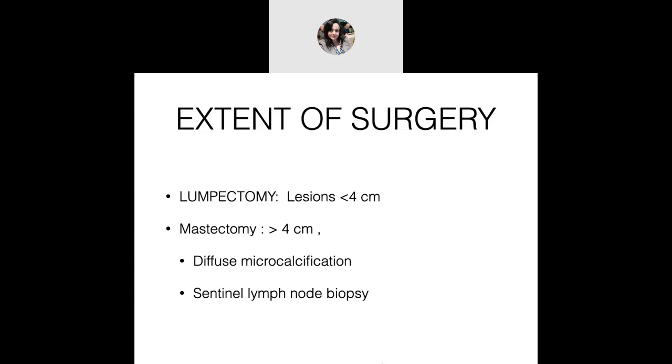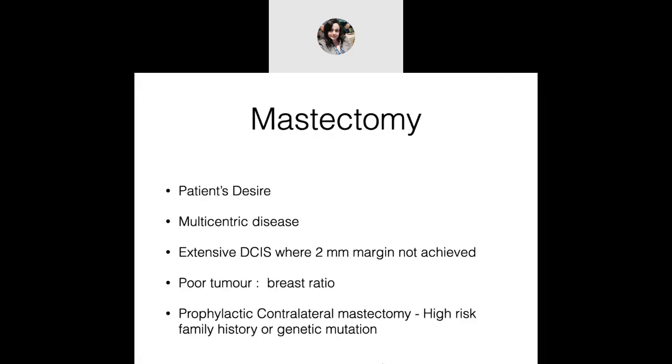Well, tumor is less than 4 centimeter, most authors recommend lumpectomy. Tumor is more than 4 centimeter, especially if the breast tumor ratio is less. So a small breast, even 3.5 may be an indication, relative indication for mastectomy. So assess the tumor to breast ratio, but in general, an average size breast, it's recommended that lumpectomy for less than 4 centimeter and mastectomy for more than 4 centimeter. If you see diffuse microcalcification on mammogram, that is surely an indication for removing the entire mammary gland, that is full mastectomy, either simple mastectomy or skin sparing mastectomy, and sentinel node biopsy whenever you perform mastectomy.